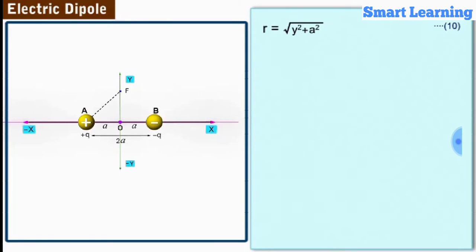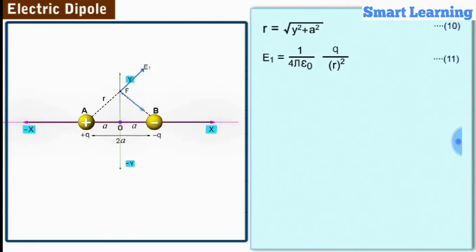At the point F, the positive charge creates an electric field of magnitude E1 is equal to 1 by 4 pi epsilon naught q by r square. Let us label it as equation 11. Electric field strength E1 is directed away from the positive charge and acts along the line joining the charge plus q and point F as shown.